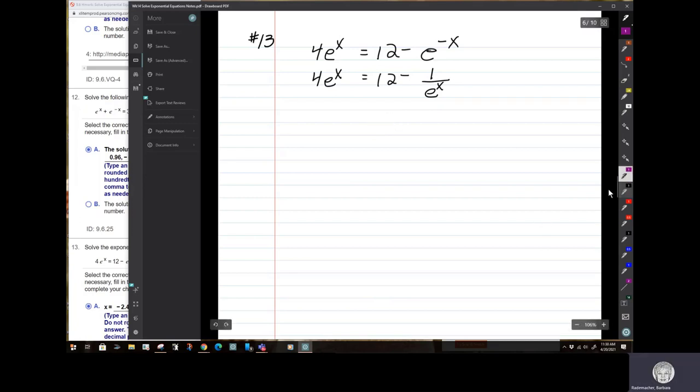And now I'll multiply each term by e to the x because that's our only denominator, times e to the x, times e to the x, times e to the x, and this one cancels, which is the job of the lowest common denominator. So we're going to have 4e to the 2x. e to the x times e to the x is e to the x plus x. x plus x is 2x. Equals 12 times e to the x minus 1.